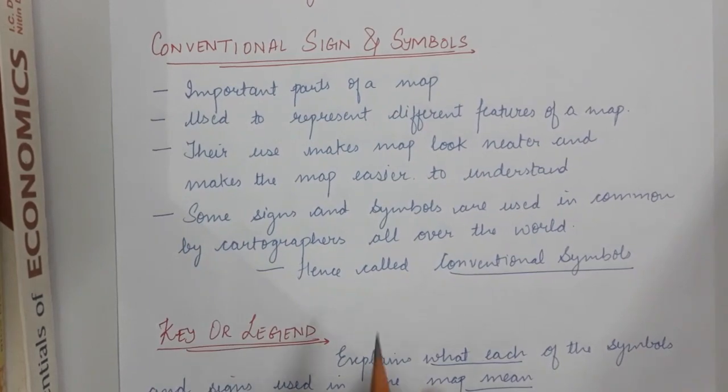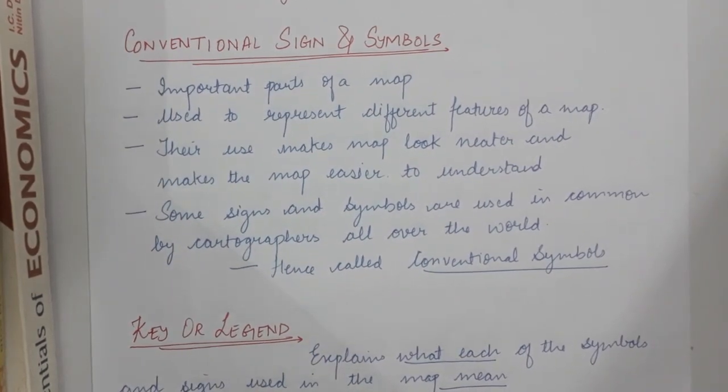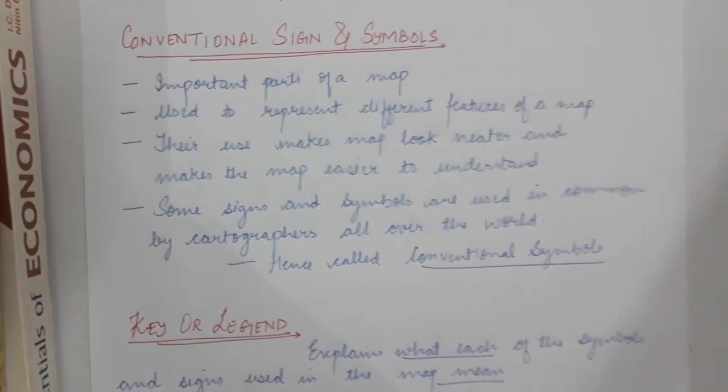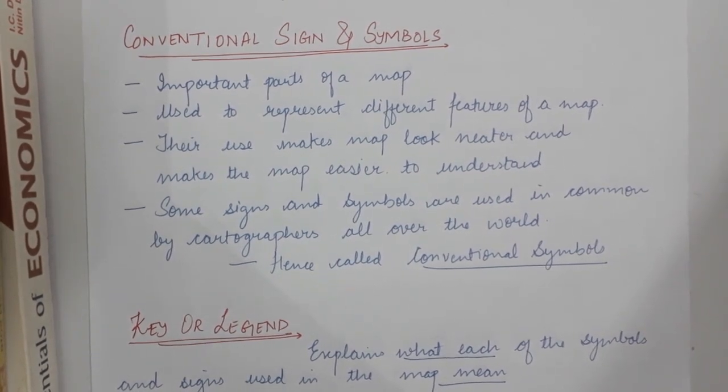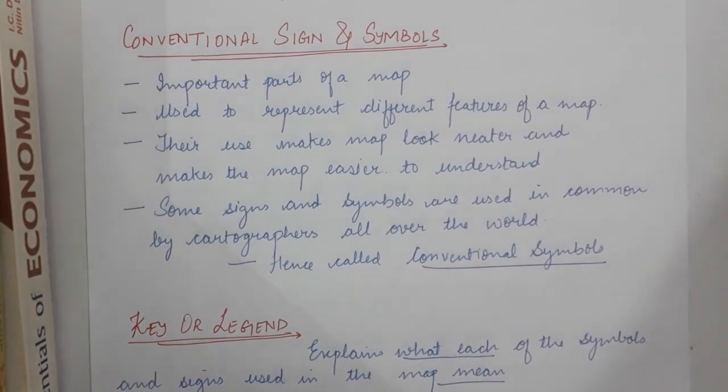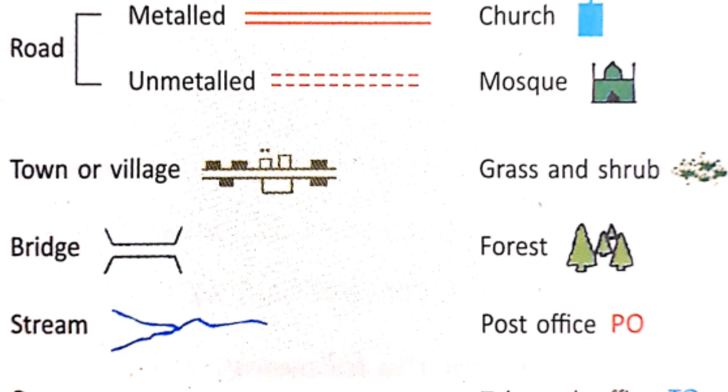And why are these called conventional signs and symbols? The reason behind that is there are some common signs and symbols which are used to represent certain things, like mountains, national wildlife sanctuaries, all such things. So they are known as conventional signs and symbols, as they are common all over the world. You can say post office, railway tracks, all these things. Now we will be discussing the conventional signs and symbols.